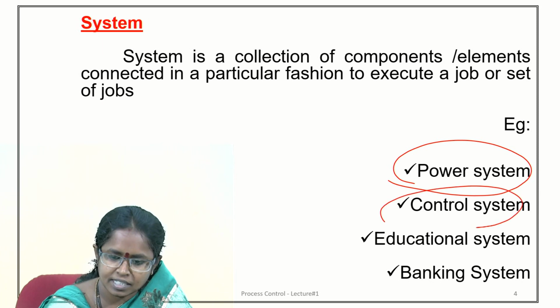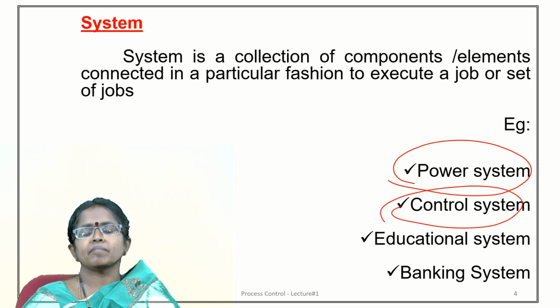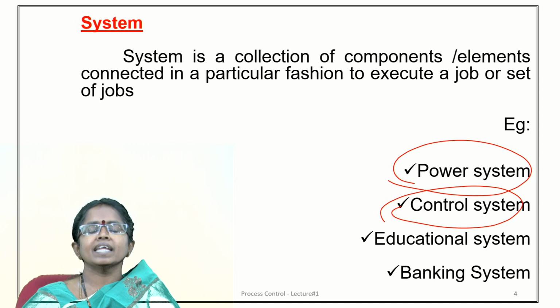Similarly, the control system. Why can a control system be called a system? Again, a number of components are connected. If you take a temperature control system, the components, for example, the process tank, the heater, the pipelines, the valve, are all connected in a manner to control the temperature of the given process. So, a temperature control system can be called a system.